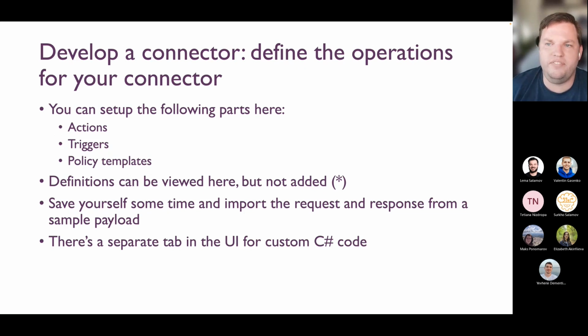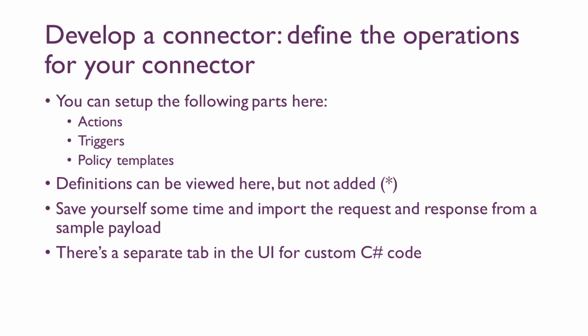Then during the define the operations for your connector step, you need to set up all kinds of parts in there. So you can add actions in there. You can add triggers in there. You can add policy templates. Policy templates are really interesting as well. If you want to transform something, or if you want to change the host URL, you can do that with the policy template.